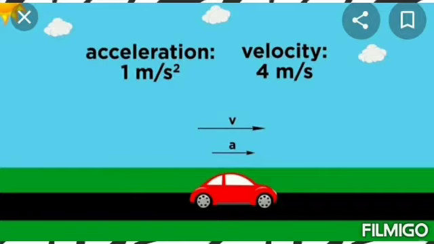Final velocity is denoted by the letter V, and initial velocity is denoted by the letter U. You should know this. So V minus U is the change in velocity. First you have to write V, next you write U. So V minus U is the change in velocity. That is why acceleration equals change in velocity divided by time.